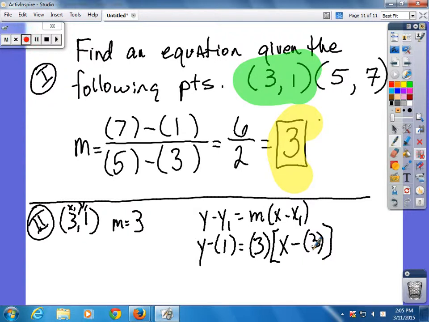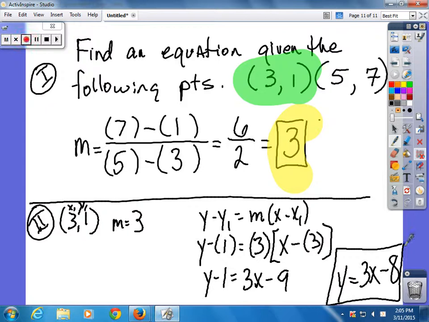And now just solve for y. Y minus 1 is equal to 3x minus 9. Y is equal to 3x. What's negative 9 plus 1? And that's the equation for the line that goes through these 2 points. That's how you find an equation given 2 points.